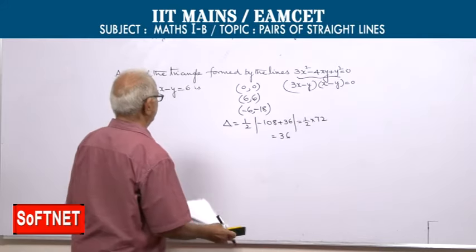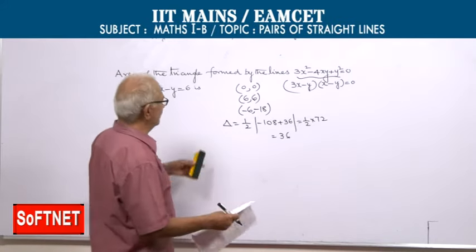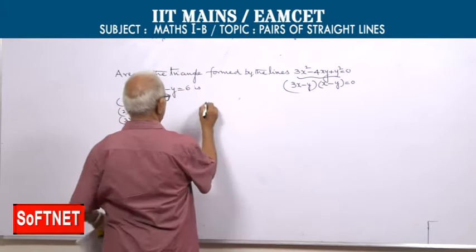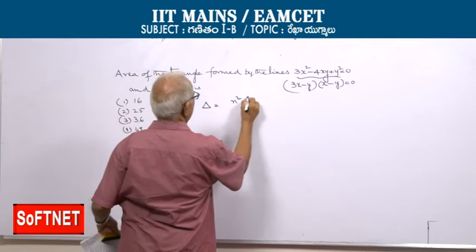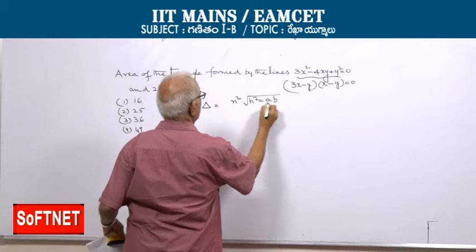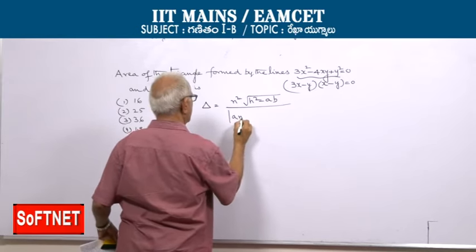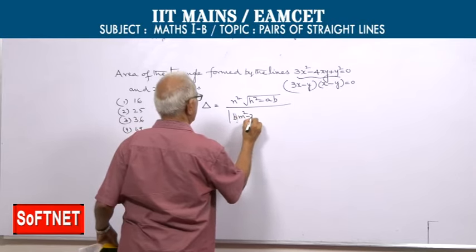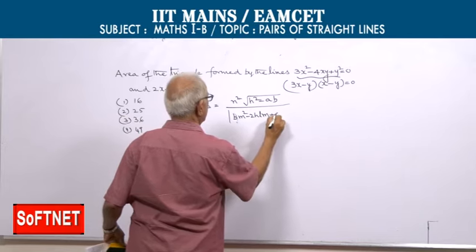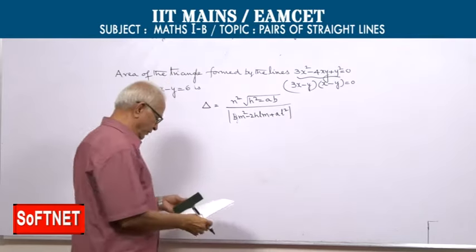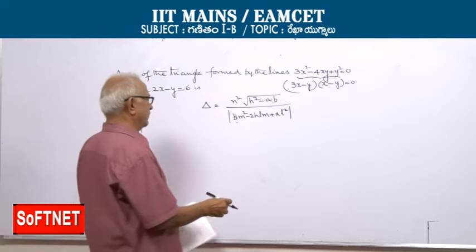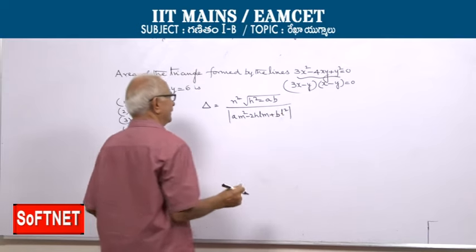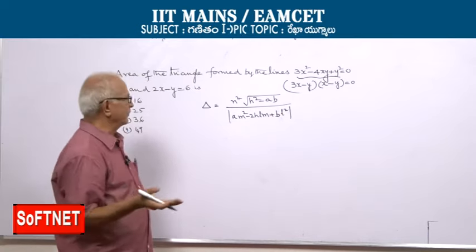The formula is, I can also give that formula. Delta is n square into root of h square minus ab by mod am square minus 2hlm plus bl square. I never use the formula, that is the problem with me. But sometimes you may be forced to apply the formula.